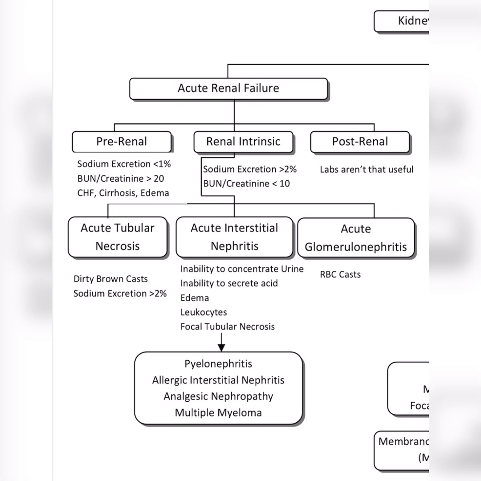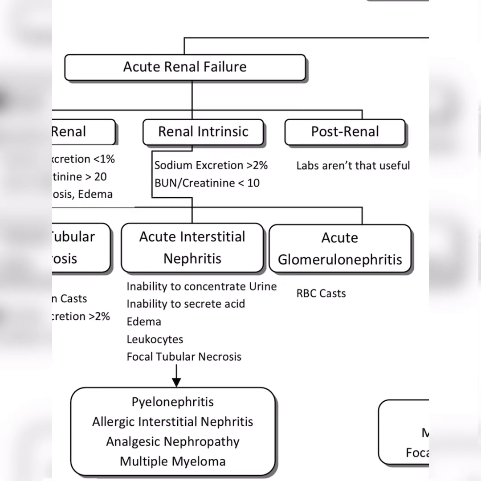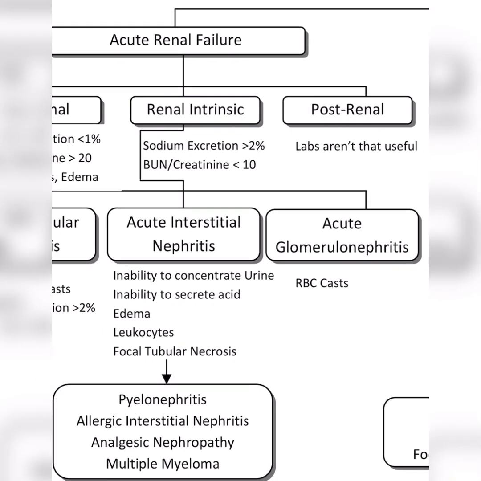Blood urea nitrogen to creatinine ratio will be more than 20. The causes can be congestive heart failure, cirrhosis, edema, or massive bleeding, chronic bleeding. So these are the causes of pre-renal failure. In case of intrinsic renal failure, the kidney fails to perform its function. There will be a lot of sodium excretion, so the sodium excretion will be more than 2%. Blood urea nitrogen to creatinine ratio will be less than 10.